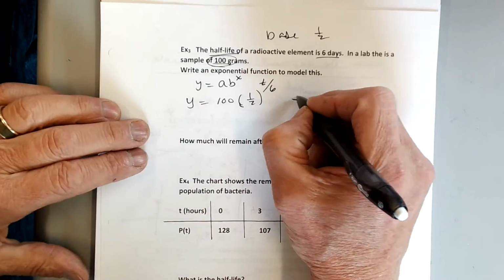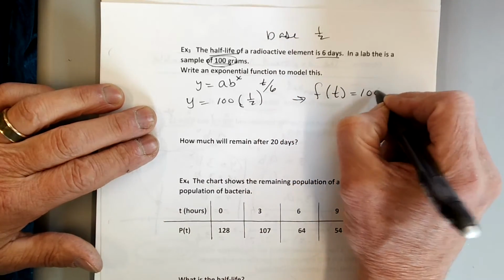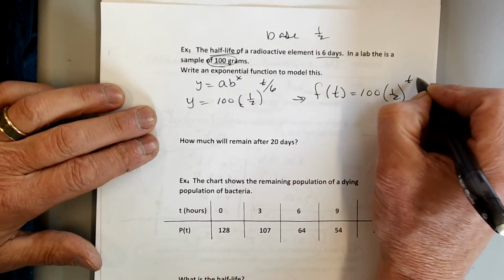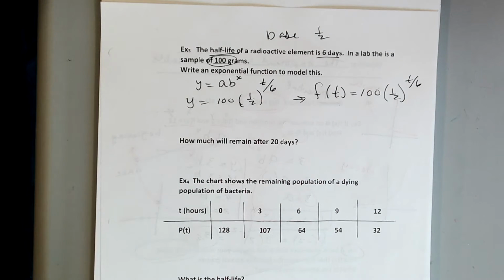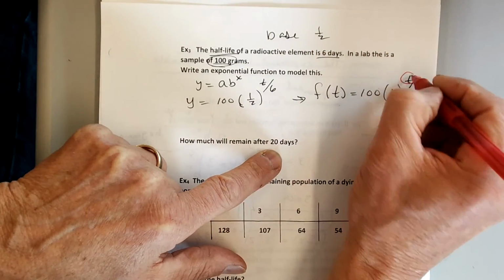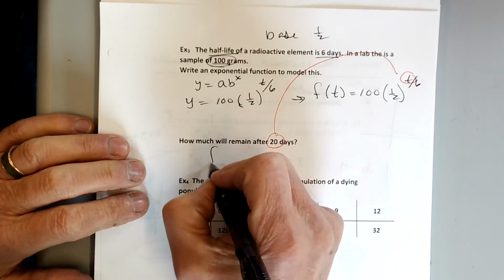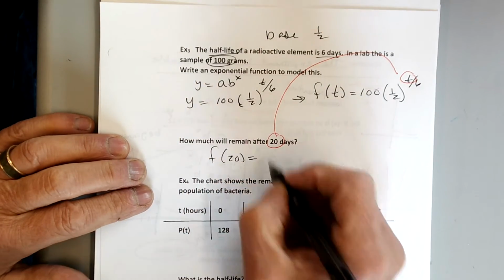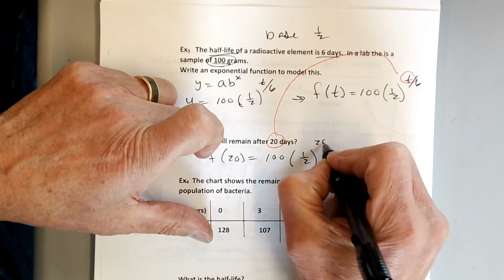Okay, so there's my function. And if I wanted to, I could write it like this: f of t equals 100 times 1/2 to the t over 6. If I just wanted to put it in terms of time, I can. Same equation, just in terms of time. Now, there's my exponential function. Now, how much will remain after 20 days? We're just going to put 20 in for t. So f of 20 is equal to 100 times 1/2 to the 20 over 6.